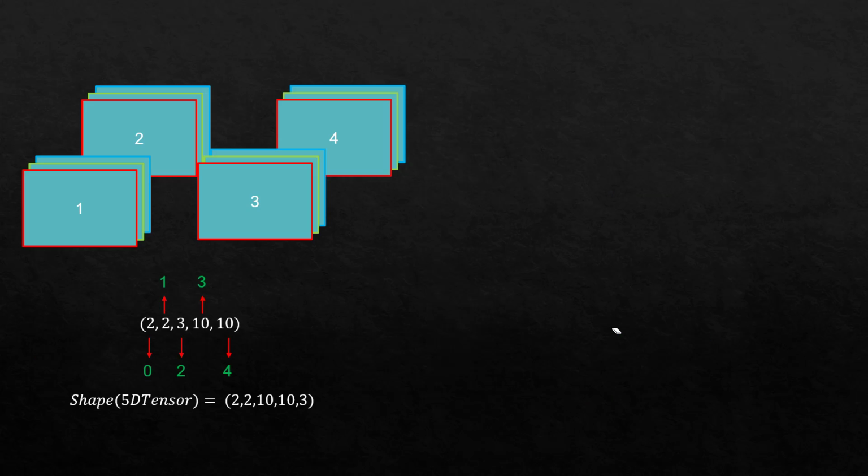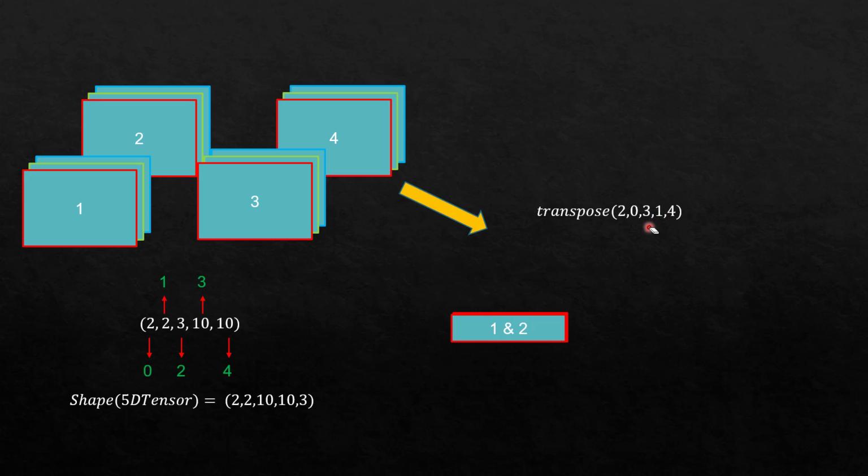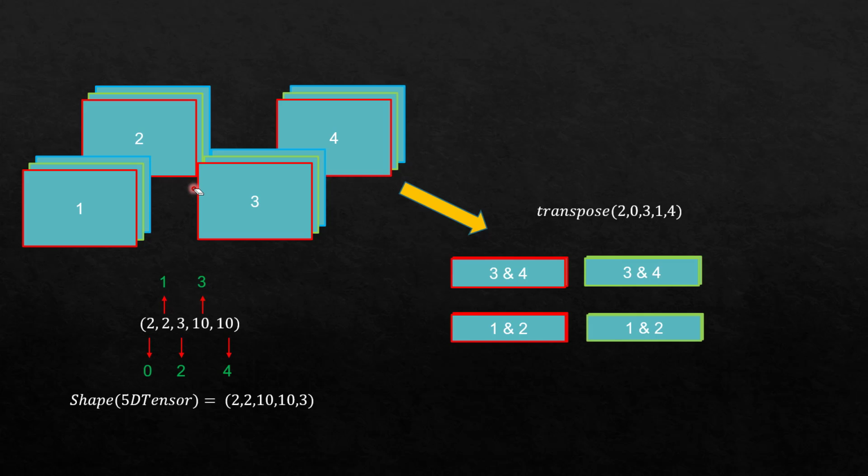I just marked these different layers with red, green and blue, just so that we can understand correctly. If we apply this tensor transpose operation 2, 0, 3, 1, 4, what will happen is, for images 1 and 2, all the red points will be together. For 1 and 2 the green points, and 3 and 4 the green points will be together. 1 and 2 blue points and 3 and 4 blue points will be together.